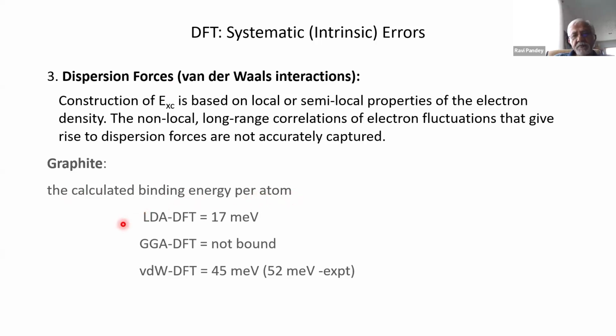per atom, my LDA approximation gives about 17 milli-electron volt. If I include this Van der Waals term to account for the dispersive forces, which are dominant in a system like graphite, we have about 45 milli-electron volt, and experimental is 52. And interestingly, LDA gives bound, but GGA is not bound at all.